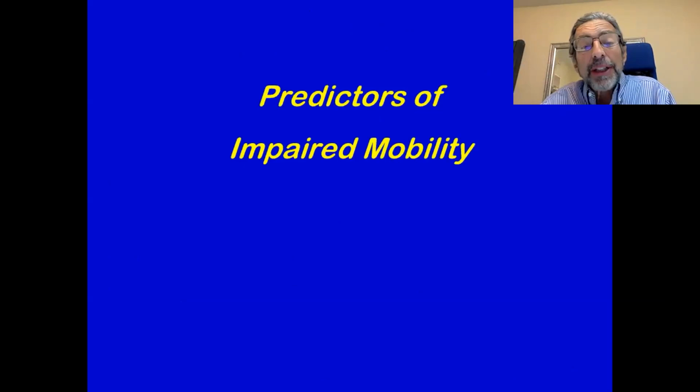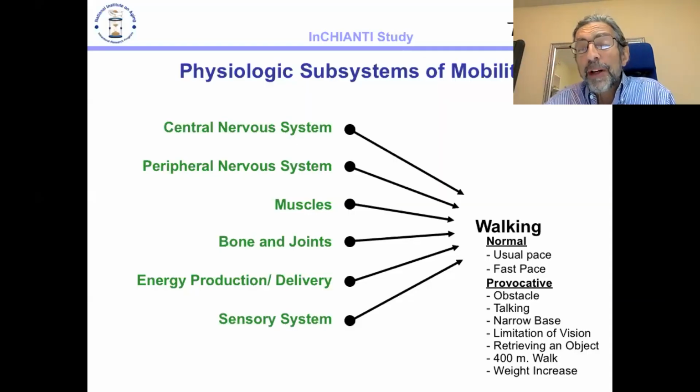So I'll talk a little bit about predictors of impaired mobility. There's been a fair amount of work on this. There's a study done in Italy that the National Institute on Aging sponsored called the Chianti study. And it looked at what we think of as the physiologic subsystems of mobility and focused on 6 important domains. And this was meant to emphasize the fact that the things that influence mobility are really multifactorial.